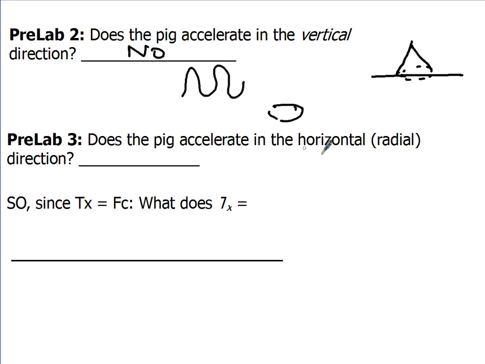Now, does it accelerate in the horizontal direction? Of course, yes. So, since Tx has to equal Fc, Tx equals mv squared divided by r for my pig. This is important.